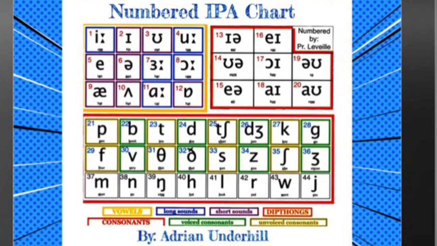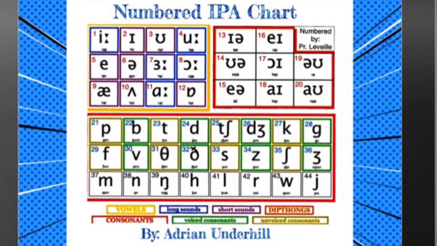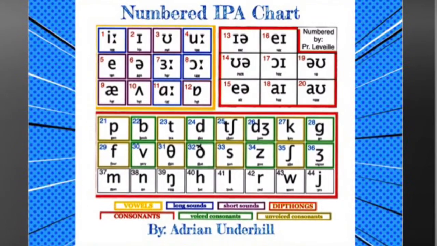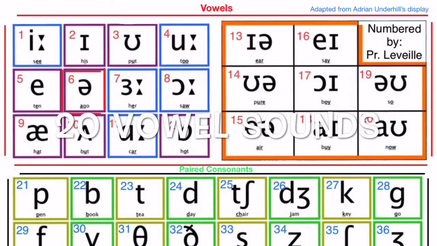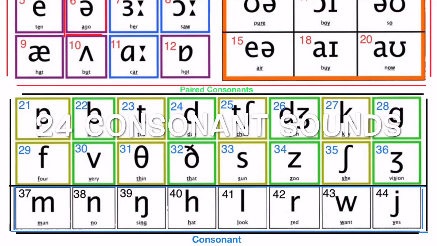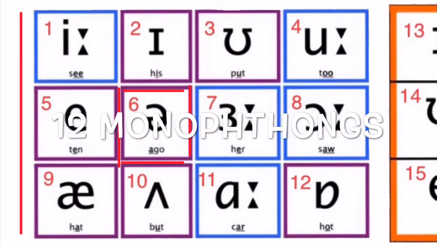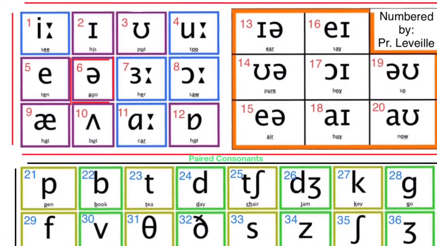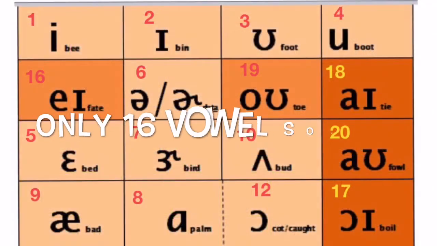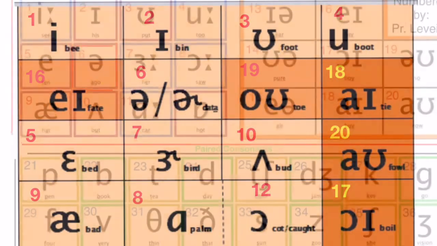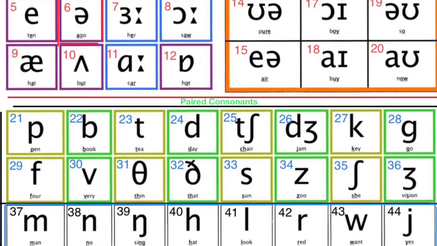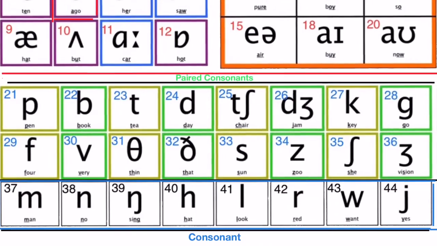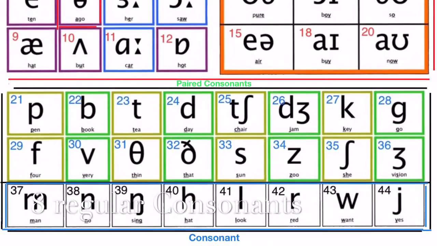One of the most widely used IPA charts of the 44 phonemes of the English language has been designed by Adrian Underhill. It features 20 vowel sounds and 24 consonant sounds. The vowel sounds are divided into 12 monophthongs and 8 diphthongs, and they're all color-coded. American English only uses 16 vowel sounds, some say even 18. The consonants are divided into 8 voiced consonants and 8 voiceless consonants and 8 other consonants.